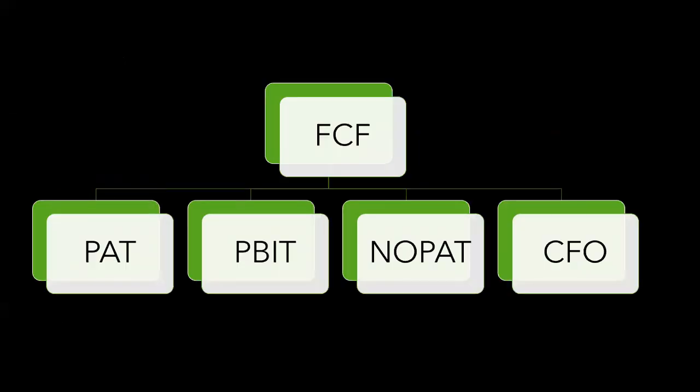So free cash flows for the firm, as I mentioned, is not a GAAP number. However, you can derive it from either sales, or from profit after tax, or from PBIT, profit before interest and tax, or you can calculate it from NOPAT, or even from the CFO. So free cash flows for the firm can be calculated from any number given in the annual report or the financial statements. Let us pick up one by one.